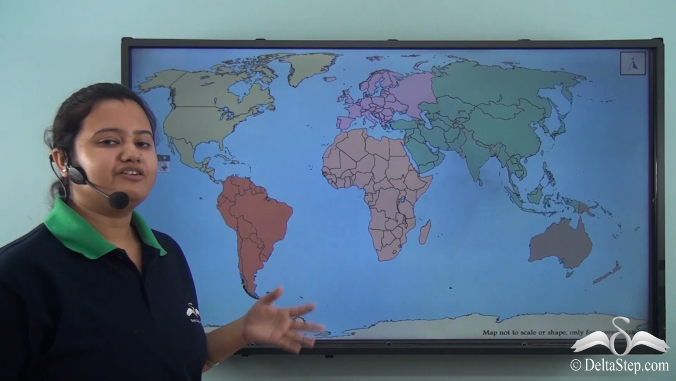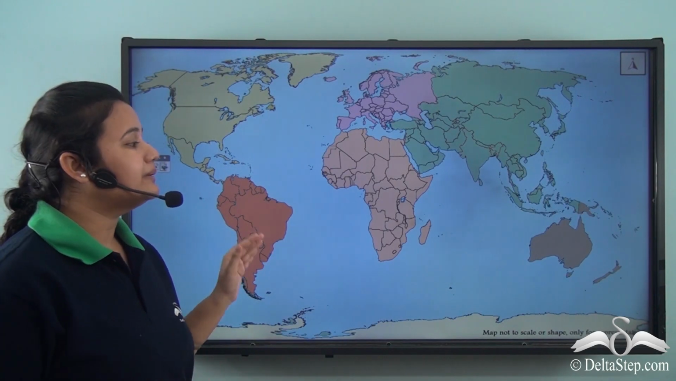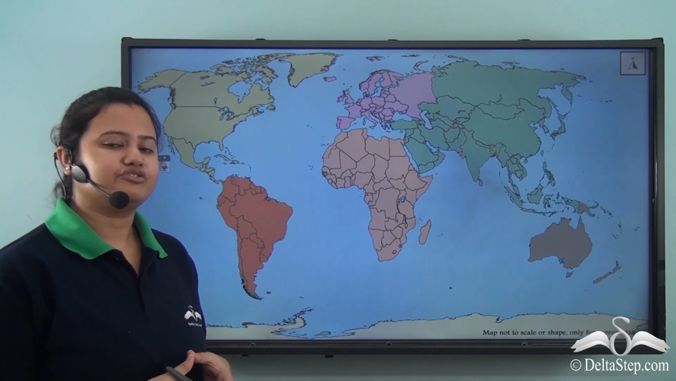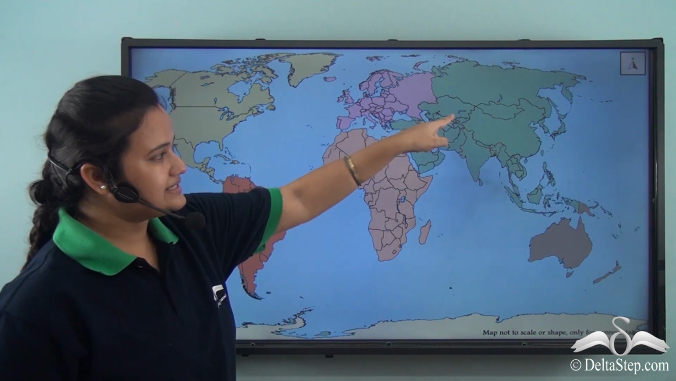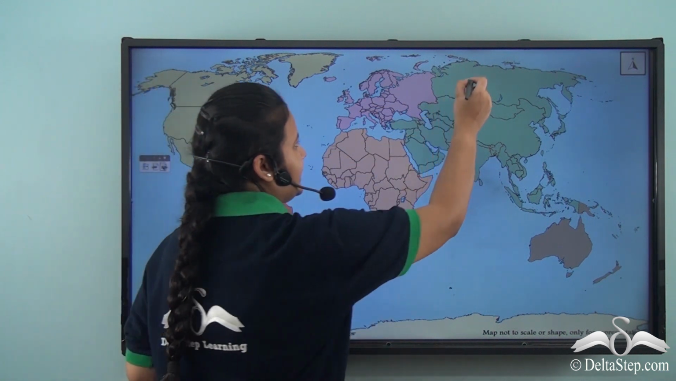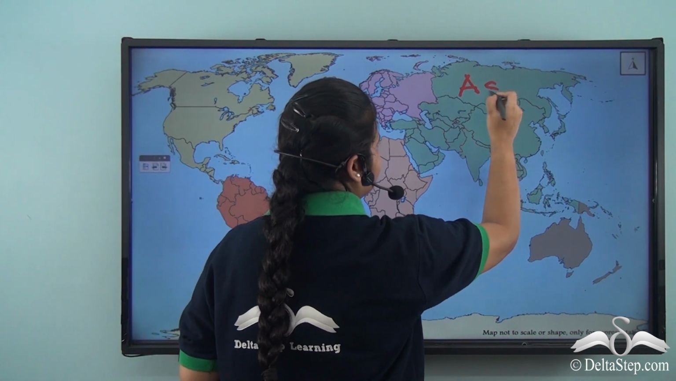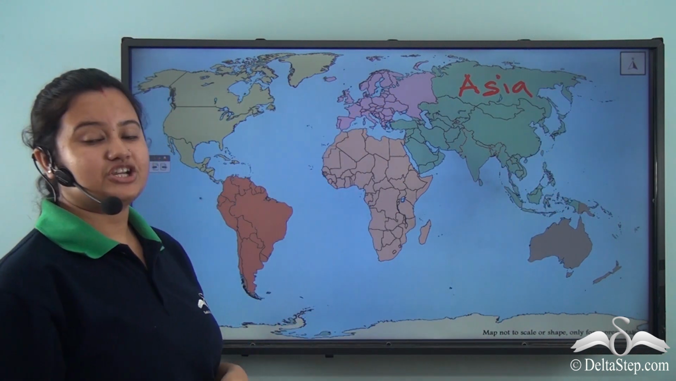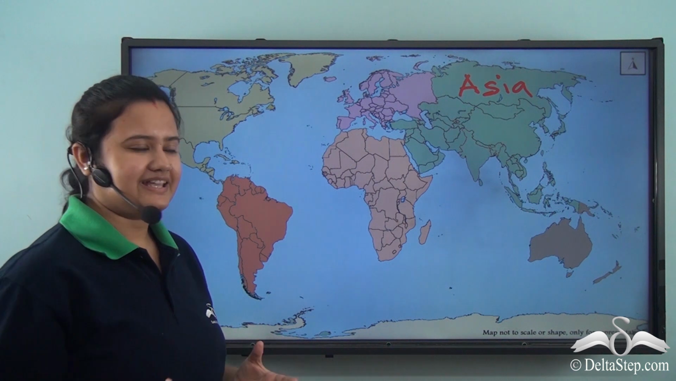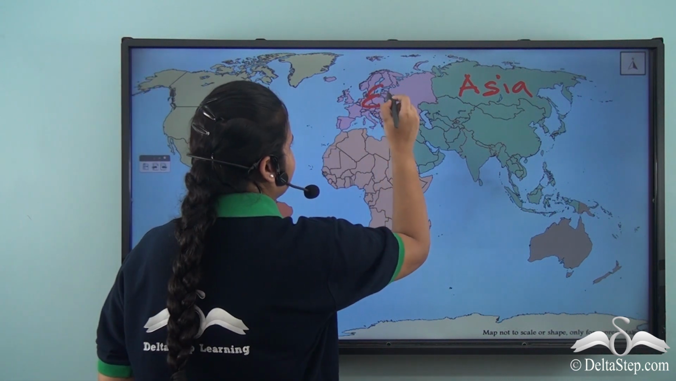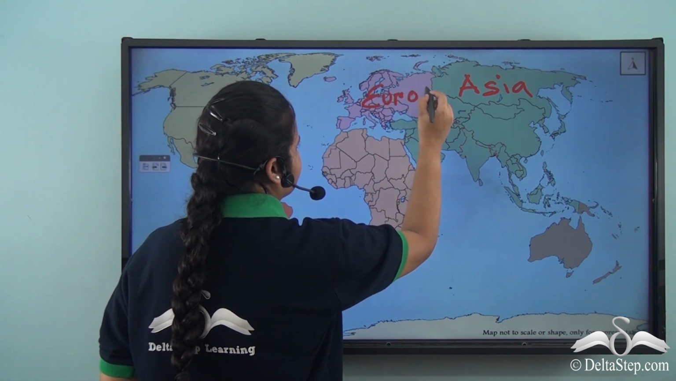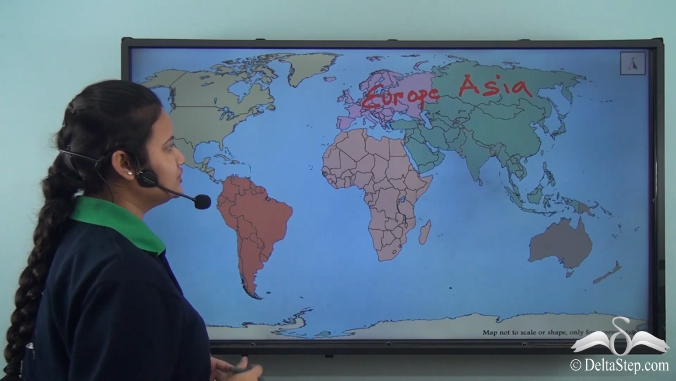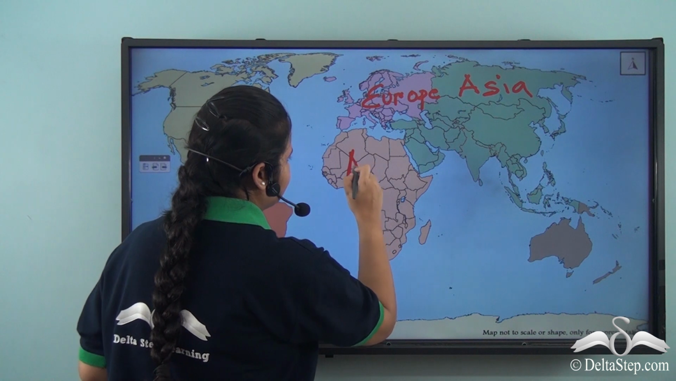So here we have the world map that shows the major continents of the world. Let us identify each of the continents. Well, this is the continent of Asia. And just beside Asia, which continent exists? Yes, it is Europe. Here we have the continent of Africa.